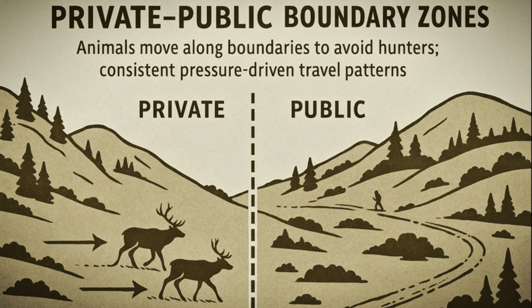You know that's going to be your fence lines and your boundaries between public and private. Animals tend to move along those boundaries to avoid hunters. They realize that they don't know what public and private boundaries are, but they understand that a lot of times when they move into a certain area, all of a sudden the hunting pressure stops. And so those are where consistent pressure-driven travel patterns often occur.